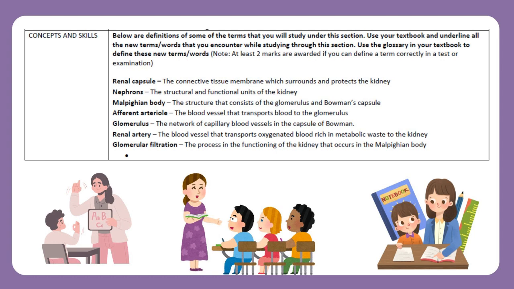Glomerulus, the network of capillary blood vessels in the capsule of Bowman. Renal artery, the blood vessel that transports oxygenated blood rich in metabolic waste to the kidney. Glomerular filtration, the process in the functioning of the kidney that occurs in the Malpighian body.